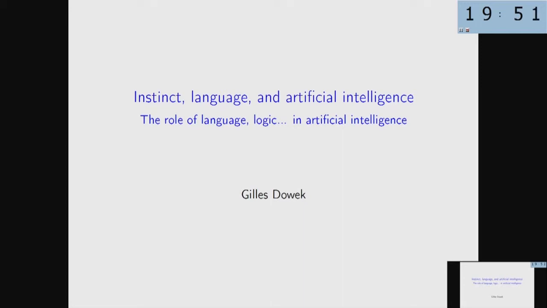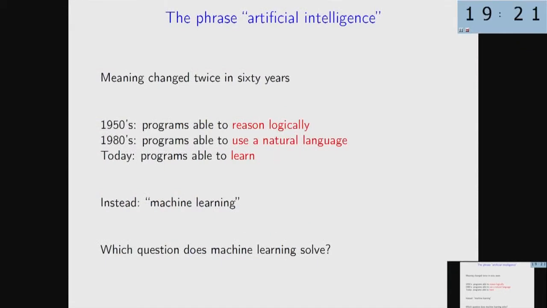Yeah. Okay. So my talk is about the role and the place of language, logic, formal methods, proof systems, and so on within the general realm of artificial intelligence. Can we see the slide, please? Okay, thank you.